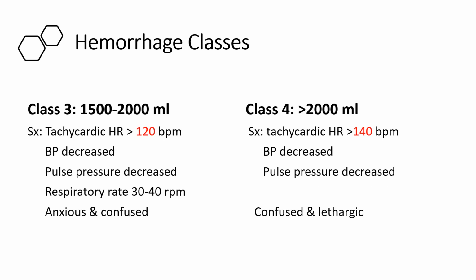In the later classes of hemorrhage, class 3 and class 4, a good bit of blood and the oxygen contained in that blood is gone. The heart becomes tachycardic, the blood pressure decreases, the pulse pressure decreases, respiratory rate increases, people are anxious and confused, and they may be lethargic.